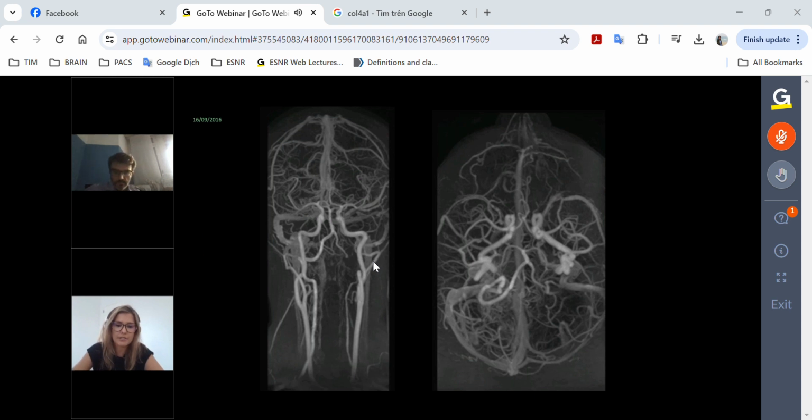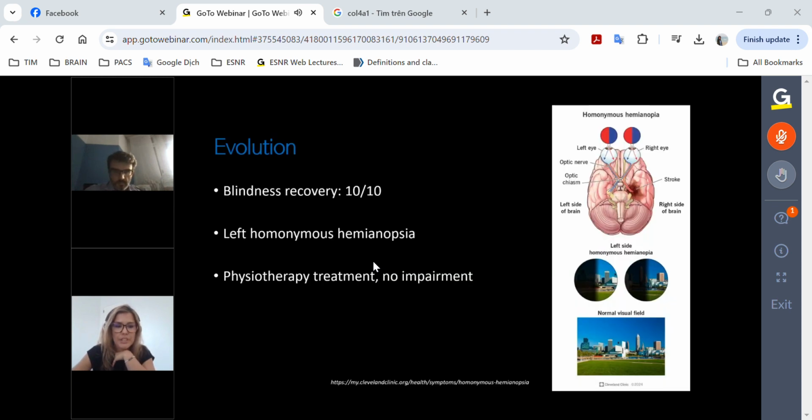And as you can see here, there is a stop at the third portion of the vertebral artery treatment. So he was only left with the left homonymous hemianopsia. This is how he sees now on this depicted image, but he is not blind anymore. So this was all because of a fight with his brother.